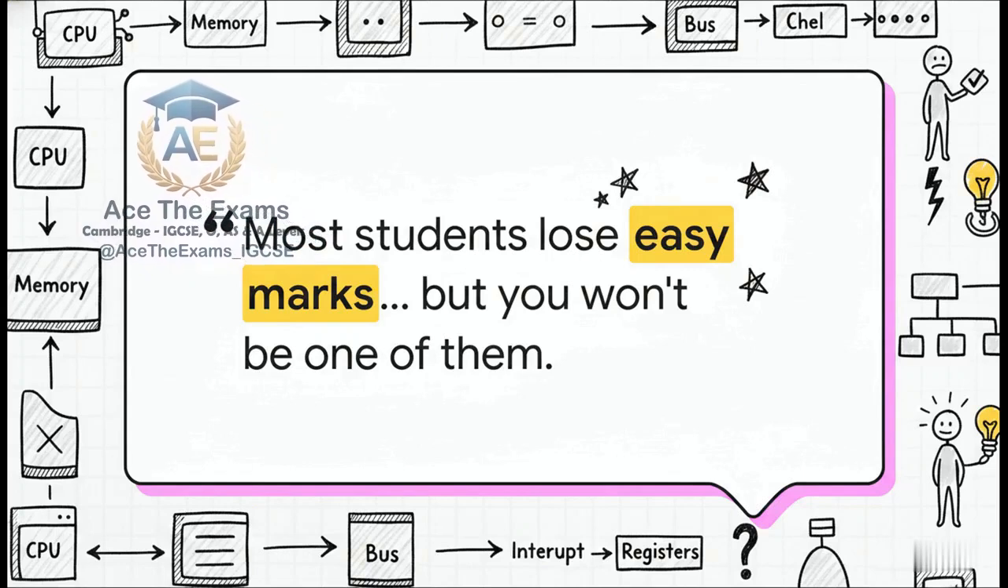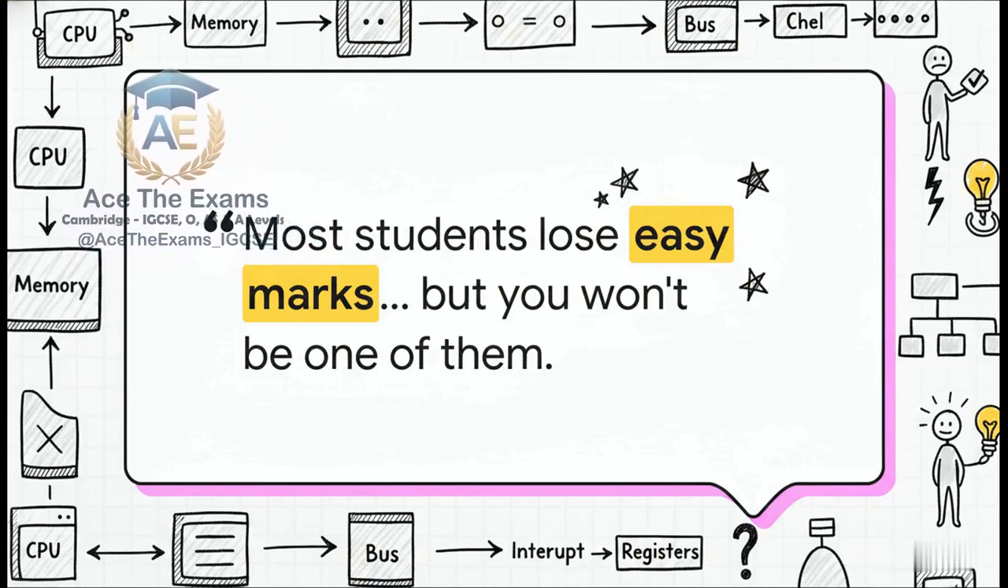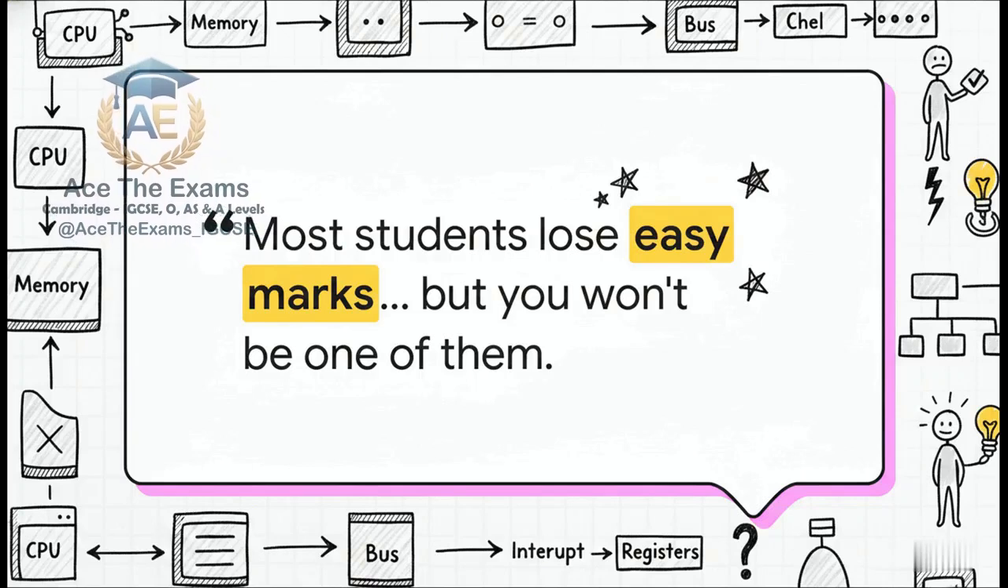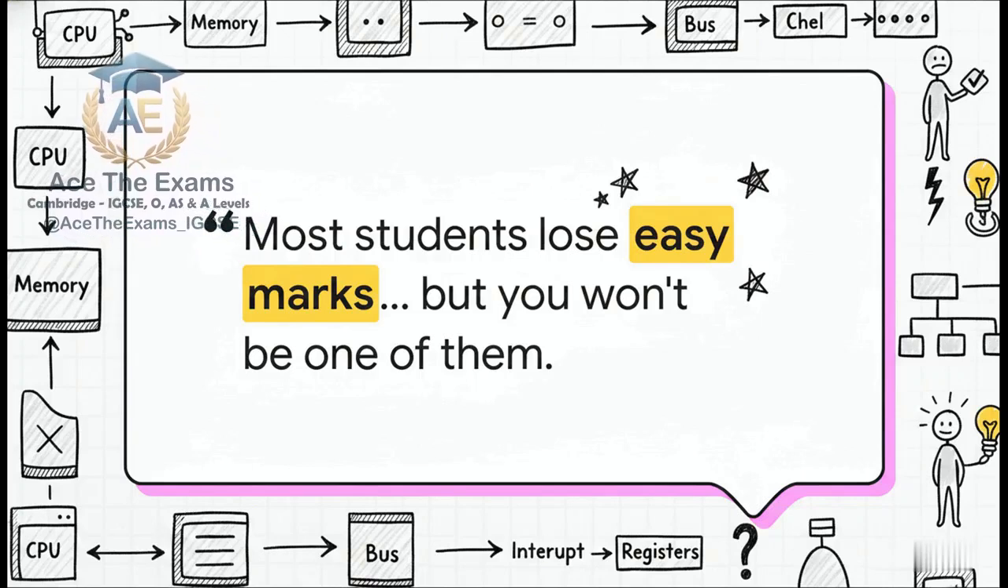Then, on the other side of the exam hall, we have Sam. Sam rushes. Sam looks at the clock, panics, and completely misses the command word requirements. Sam writes, the computer stops, does the interrupt, and goes back. Both of these students are losing massive points.